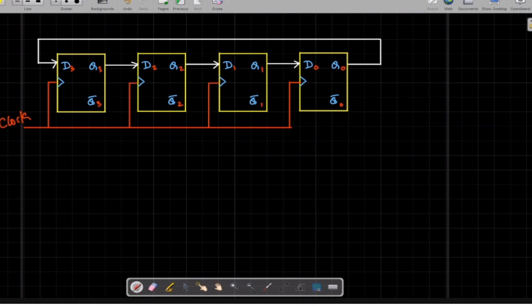This is the block diagram of ring counter. Let's also try to understand this counting phenomenon in the case of ring counter with the help of this table.